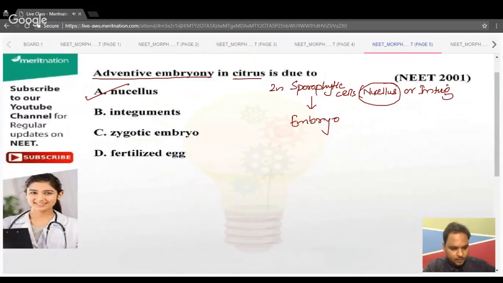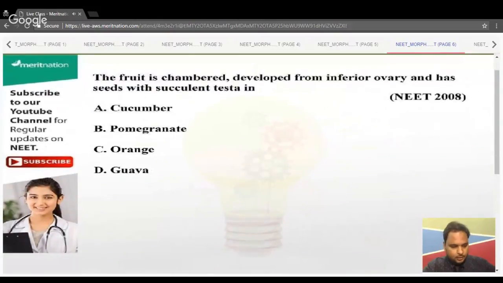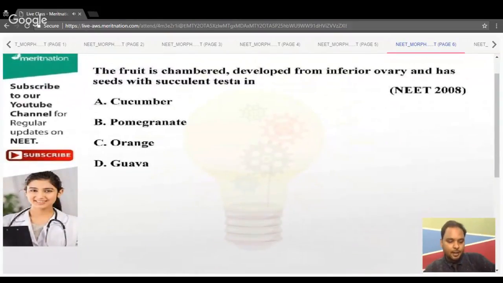I'll go a little further quickly so that you will get the answer. Now the fruit is chambered, developed from inferior ovary, and has seeds with succulent testa. Again, a question from fruit itself. The fruit is chambered and developed from inferior ovary, and has seeds with succulent testa. That means, it's the word succulent testa, this is the main crux of the question.